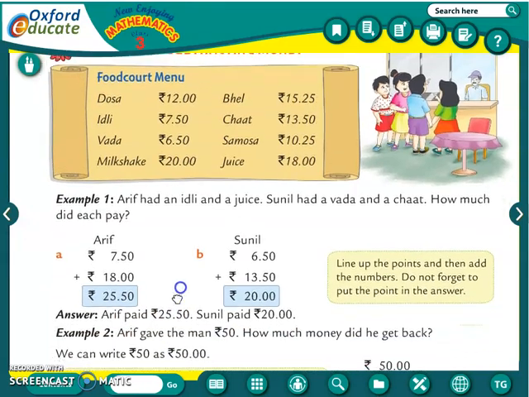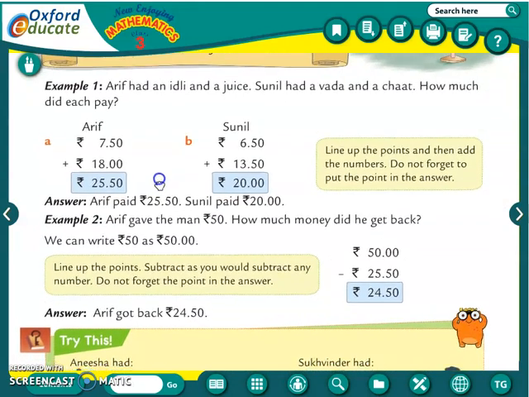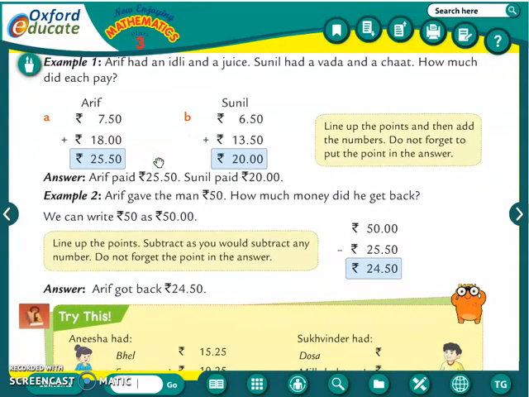And now we will see the next example. Arif gave the man rupees 50. How much money did he get back?